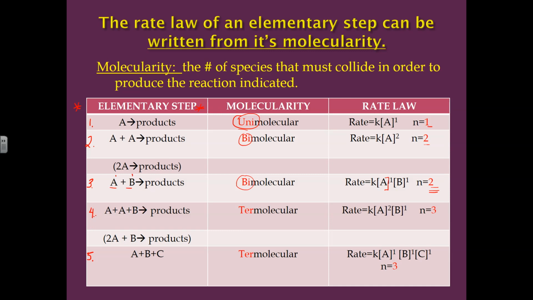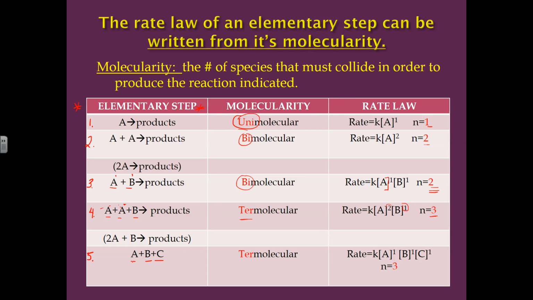But you could have a fourth and fifth option, where you have what we call a termolecular step. One example would be if you have two of reactant A and one of reactant B. Another termolecular step is reactant A, reactant B, and reactant C. Notice there are 3 reactant particles colliding in this elementary step. For the first, you could write the rate law as rate equals k times [A] squared, since there were 2 of A, times the concentration of B to the first. If you add these orders together, 2 plus 1 is 3, so you get third order overall.